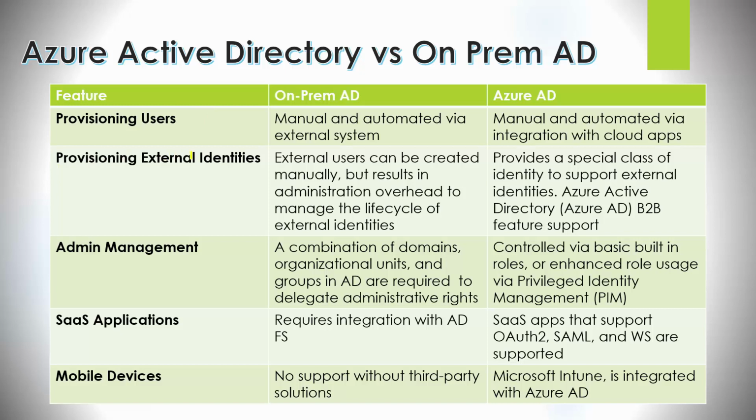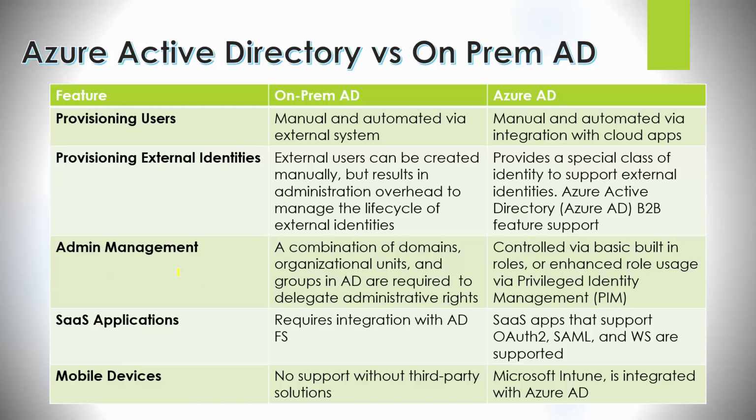And the next one down, for provisioning external identities, such as if you are integrating with customers and partners. And with the on-premise Active Directory, external users can be created manually, but results in administration overhead to manage the lifecycle of external identities. However, for Azure Cloud, it provides a special class of identity to support external identities. You can use Azure Active Directory B2B collaboration, which is a feature within external identities that lets you invite guest users to collaborate with your company.